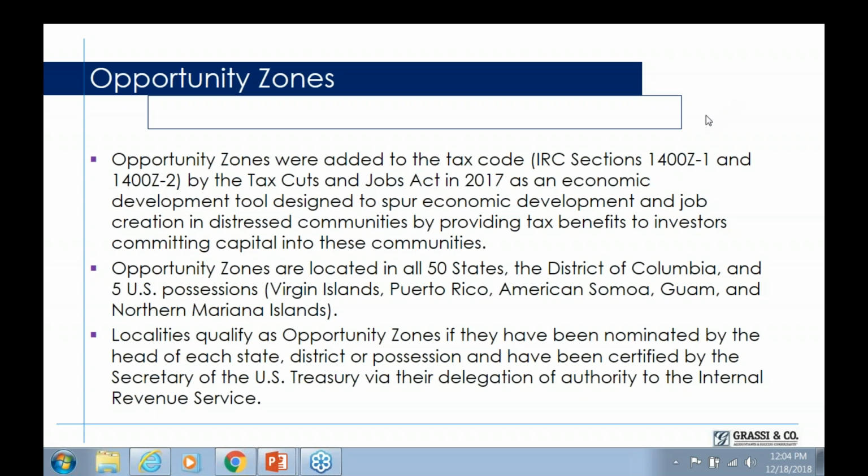Localities qualify as opportunity zones if they have been nominated by the head of each state, the district, or possession, and have been certified by the Secretary of the U.S. Treasury, being their delegation of authority to the Internal Revenue Service. So, in a nutshell, these opportunity zones are economically distressed areas, or areas contiguous to them, where the states, districts, and territories are basically telling the federal government, hey, we could use a little help here with some private investment.